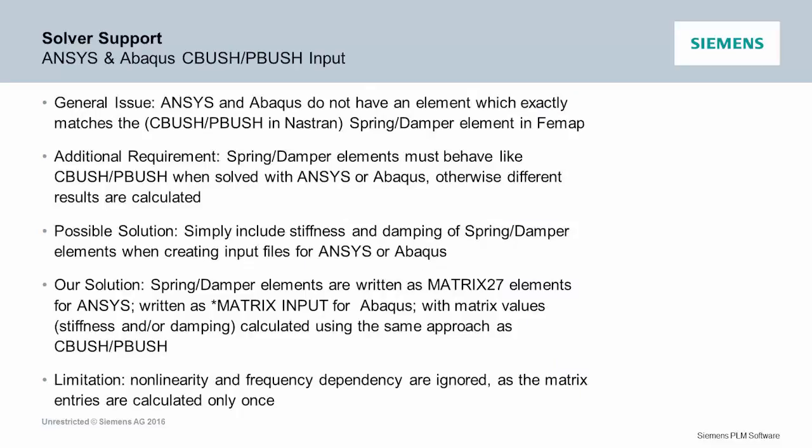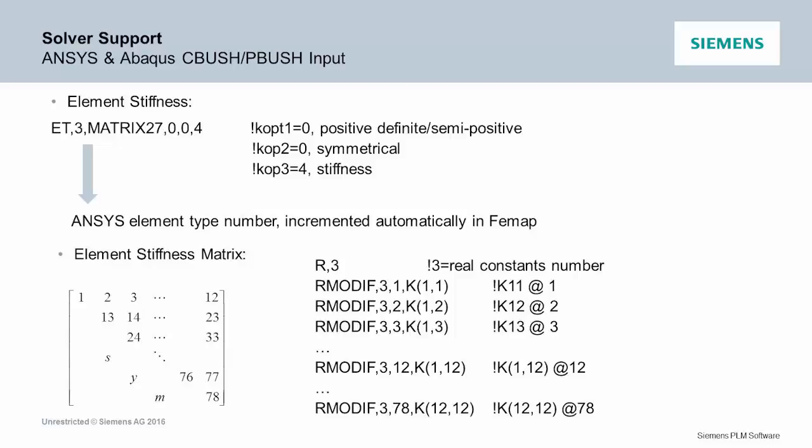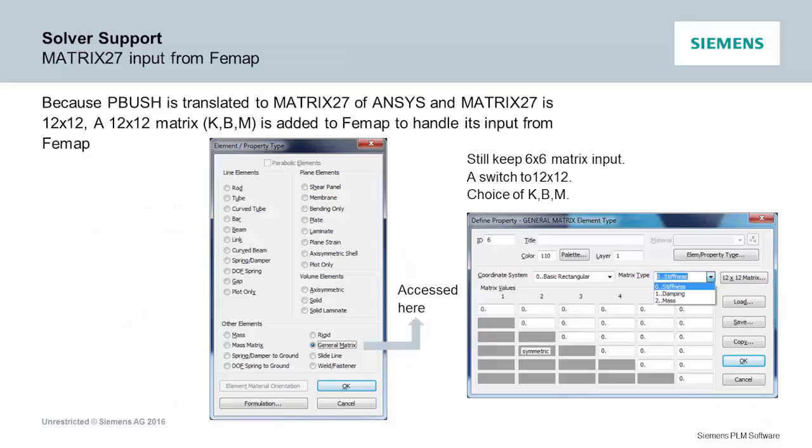And he also was looking at element support. The C-bush element's really important to a lot of our customers for modeling fasteners and all types of things. ANSYS doesn't have one, but he looked at the formulation for the C-bush and realized he could write it out as a matrix 27 to ANSYS. So now you can take your Nastran model and run it in ANSYS and get the exact same answers if it's got C-bushes in it. And he did that by grabbing the stiffness data, the damping data, and filling in all the details in the stiffness matrix. And you don't have to worry about it. It does it all for you automatically. You can now take your Nastran models and make exact ANSYS models with C-bushes in them.